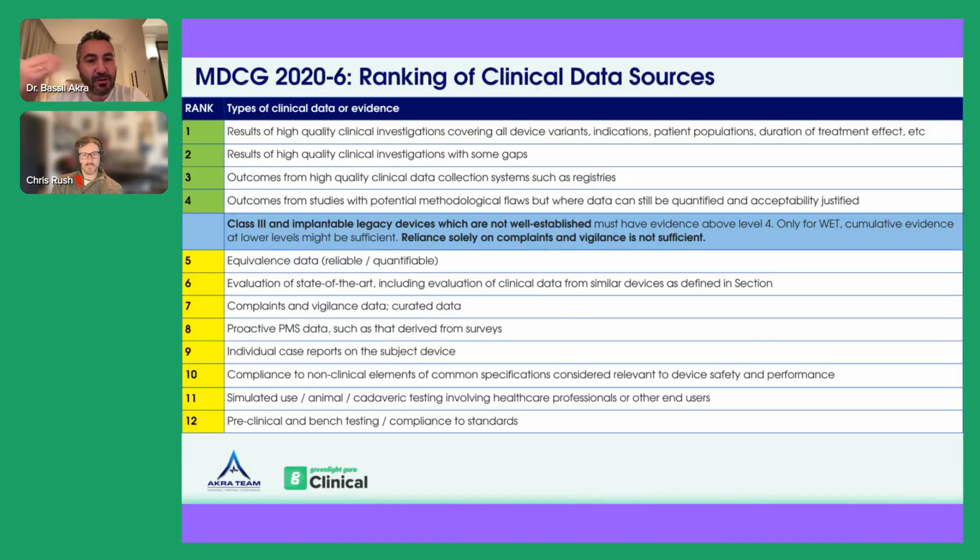And I think what I'm trying to tell you here is that we need to use our current knowledge, and we need to use the currently available guidance documents to build our storyline.